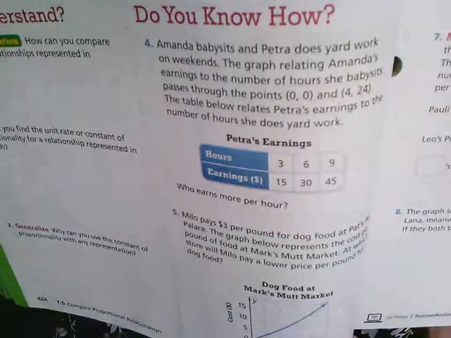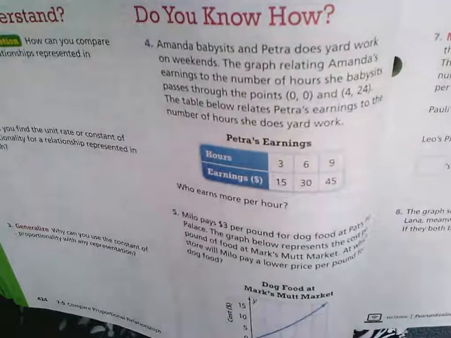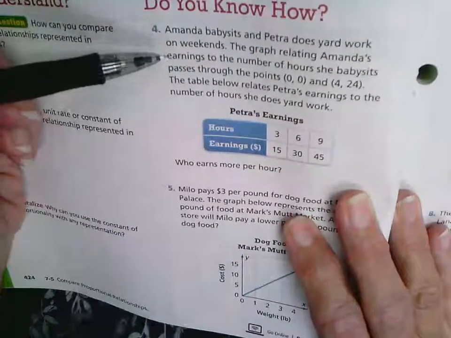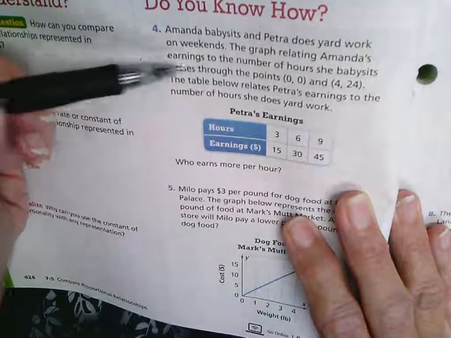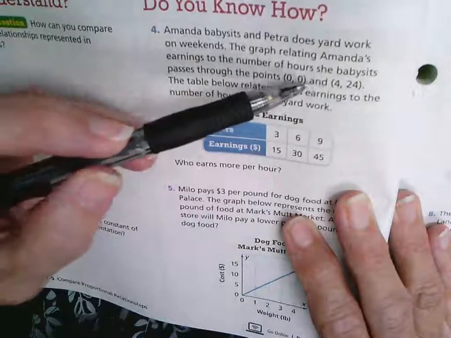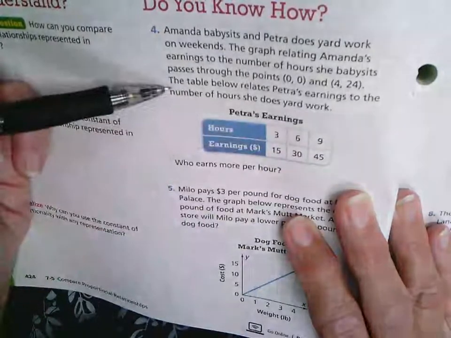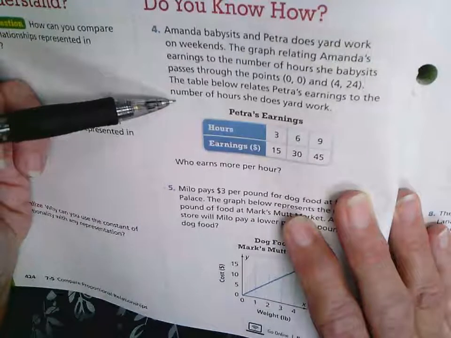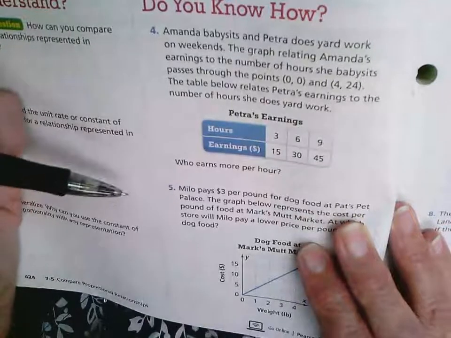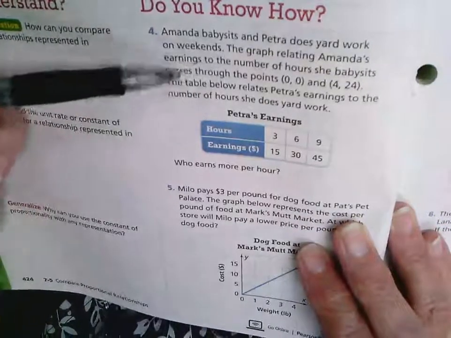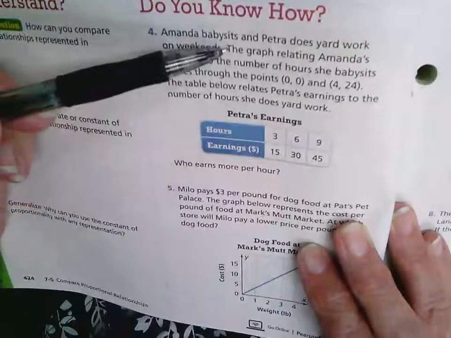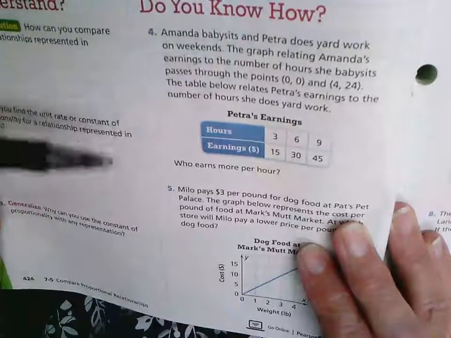Page 424, number 4. Amanda babysits and Petra does yard work on weekends. The graph relating Amanda's earnings to the number of hours she babysits passes through the points (0, 0) and (4, 24). The table below relates Petra's earnings to the number of hours she does yard work. Who earns more money? So they're giving us some information in a table, and they're talking about a graph, but we don't see the graph.